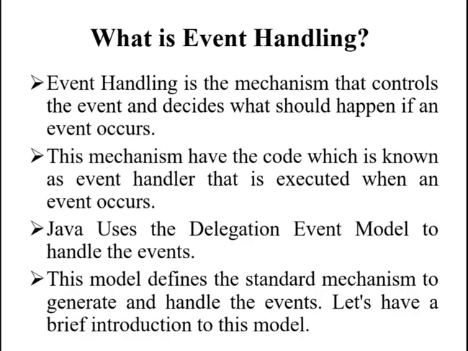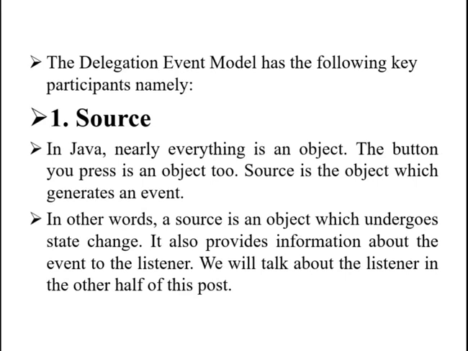Then the next one is what is event handling. Event handling is a mechanism that controls the event and decides what should happen if an event occurs. These mechanisms have the code which is known as the event handler that is executed when an event occurs. Java uses the delegation event model to handle the event. This model defines the standard mechanism to generate and handle the event. Let's have a brief introduction to this model. The delegation event model has the following key participants, namely source and listener.